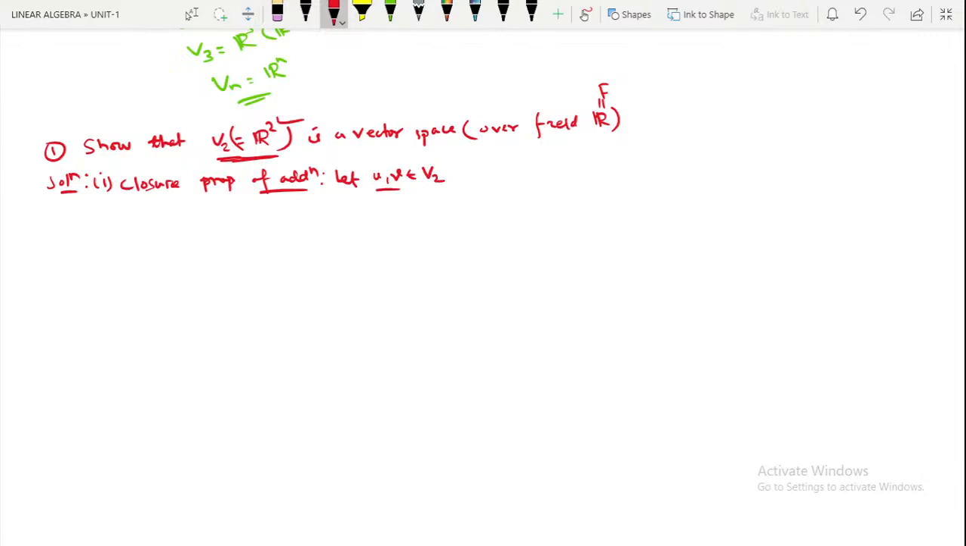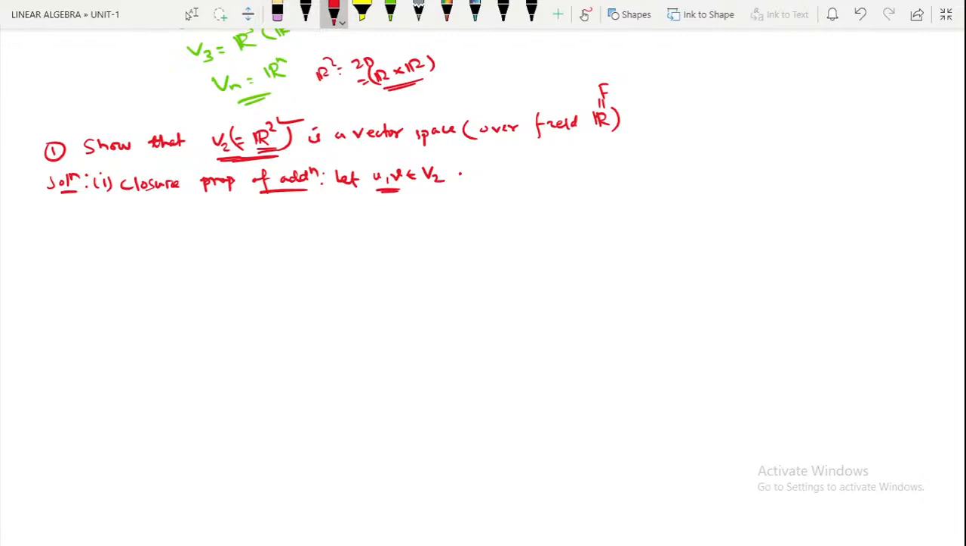So if you take two elements u, v from V2, how does it look? V2 means this is R2, and R2 means this is 2D, which means R cross R. So this is an ordered pair. If you take any element from R2, it must look like an ordered pair.